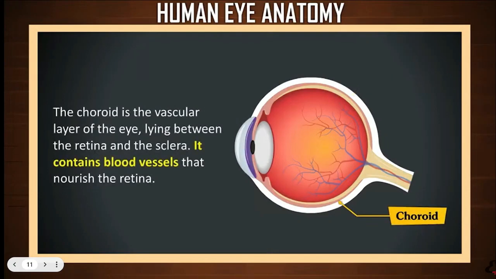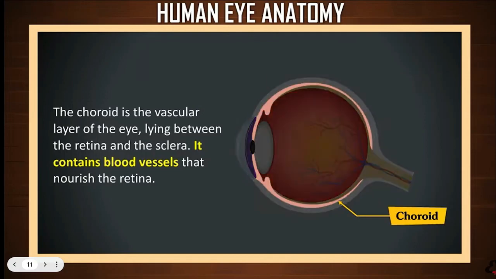Choroid. The choroid is the vascular layer of the eye lying between the retina and the sclera. It contains blood vessels that nourish the retina.